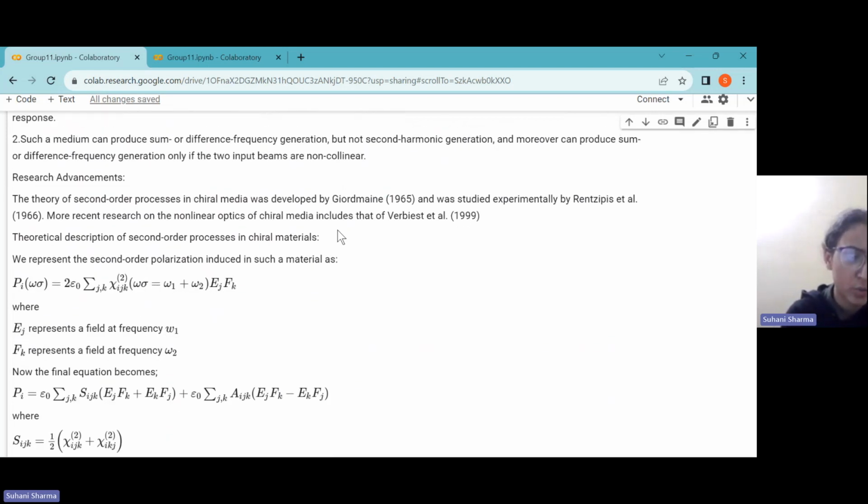As we all know, sum frequency generation is a non-linear optical process where two input beams at different frequencies interact in a non-centrosymmetric medium to produce a new beam with a frequency equal to the sum of the input frequencies. This process can occur in chiral media, but it requires the two input beams to be non-collinear and orthogonally polarized, which we just discussed.